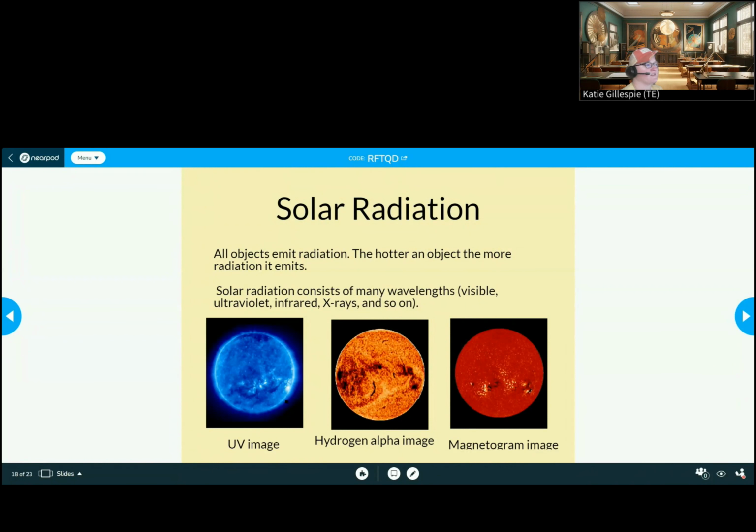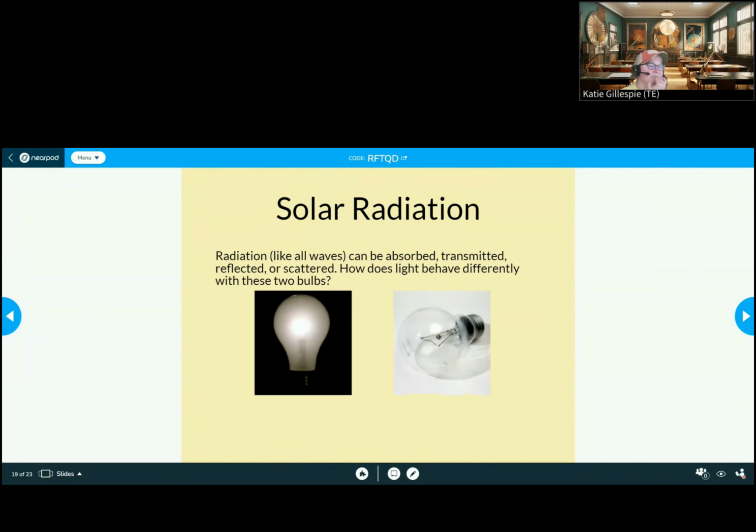Make sure you understand that even though some objects are cold and don't emit their own heat, they are still emitting some form of that radiation. And a couple of images here of the sun, I thought were pretty cool. All right, here you have an example.